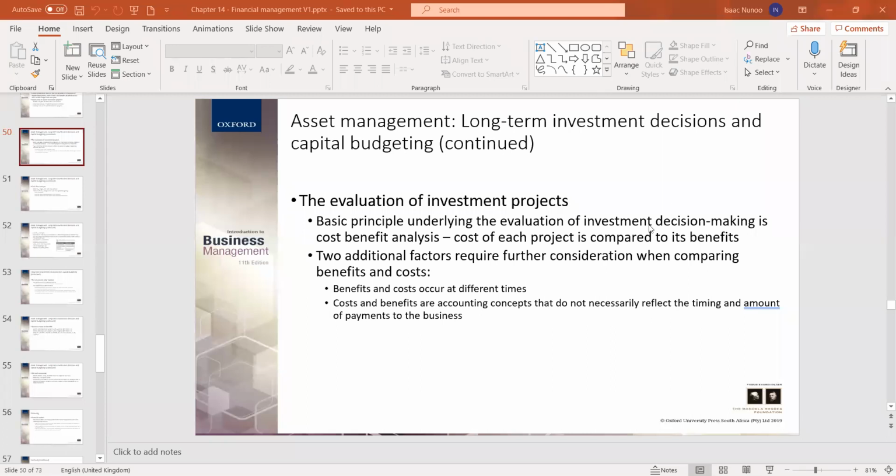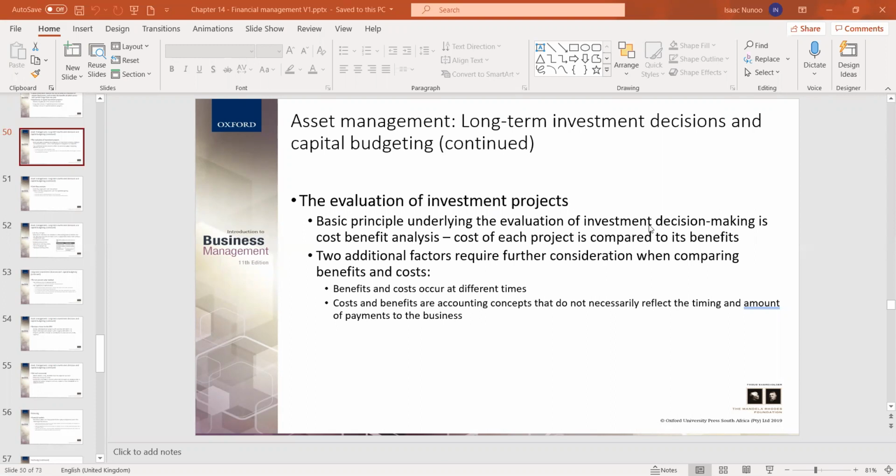In terms of every investment we make, we need to evaluate and see whether the investment is viable or not. To see whether an investment is viable, the basic thing to do is what we call the cost-benefit analysis. The basic principle underlying the evaluation of any business investment decision-making is the cost and benefit analysis.